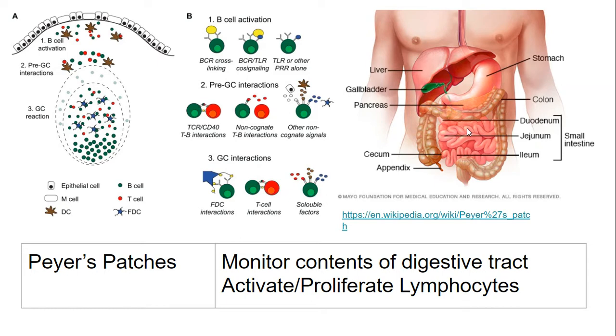From the duodenum, we head into the jejunum, and that's where most of the absorption is going to take place. And the Peyer's patches, this collection of lymphatic tissue, is going to exist mostly at the end of the jejunum and the ileum.